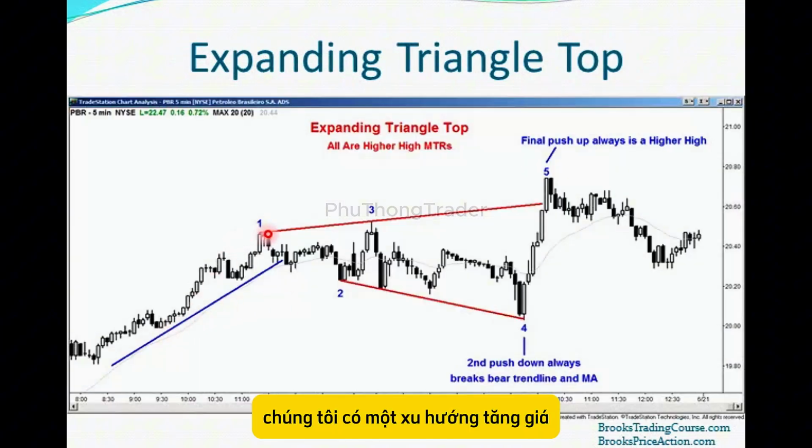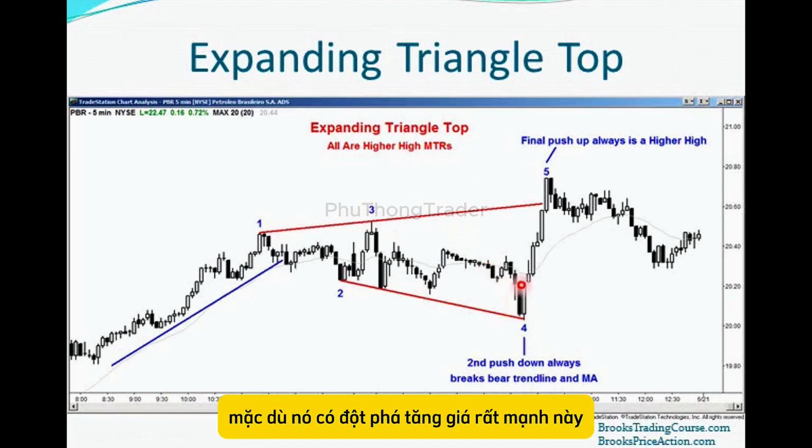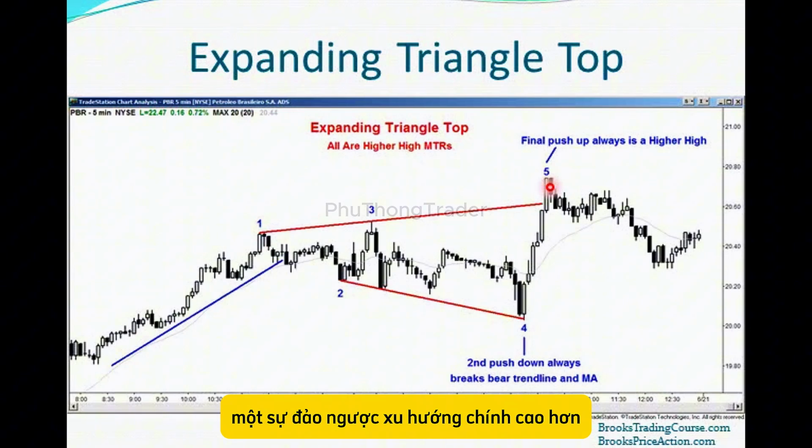We have a bull trend, a push up, a 2nd push up, 3rd push up. So you can view this as a major trend reversal, even though it has this very strong bull breakout. This could be a buy climax. So I would still treat it as a major trend reversal, a higher high major trend reversal. If you wanted to, you could wait and short the lower high major trend reversal.